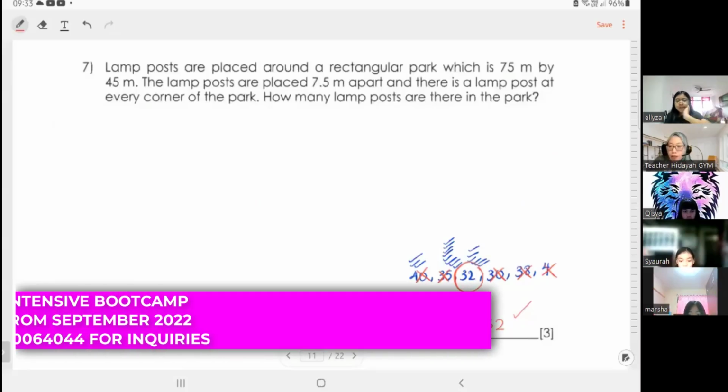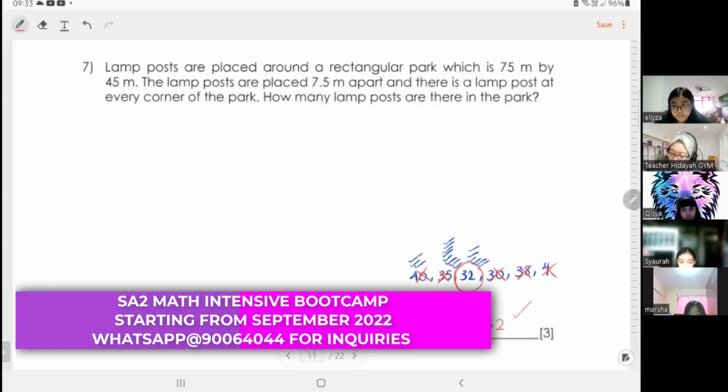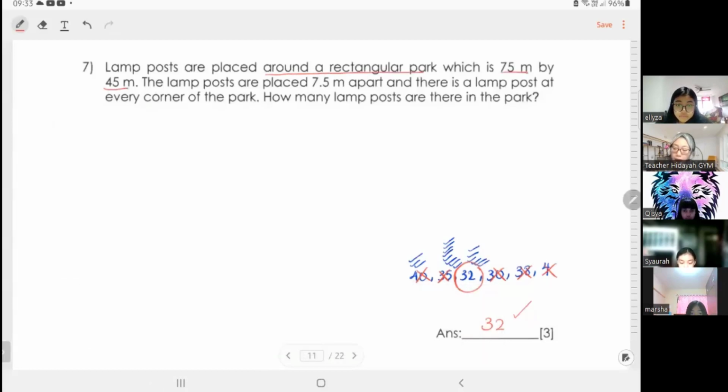So lampposts are placed around a rectangular park, which is 75 meter by 45 meter. The lampposts are placed 7.5 meter apart, and there is a lamppost at every corner of the park. How many lampposts are there in the park?